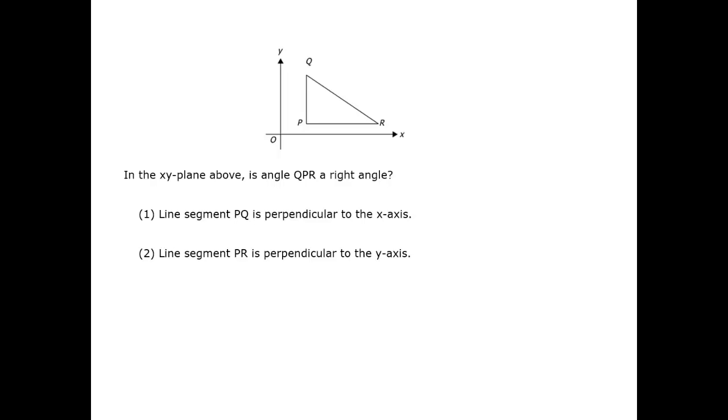In this question, we are asked whether angle QPR is a right angle, a 90-degree angle. It sure looks like one, but that doesn't mean that it is one. If there is not a little box symbol in the corner of the angle QPR, then it is a right angle only if we can infer as much from other information.